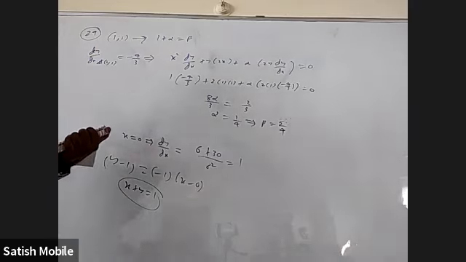Now they said there is a point on the curve whose y coordinate is minus 5, so I have to find x coordinate.